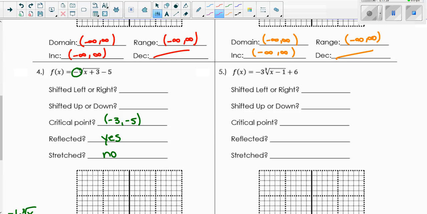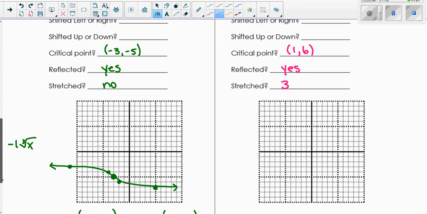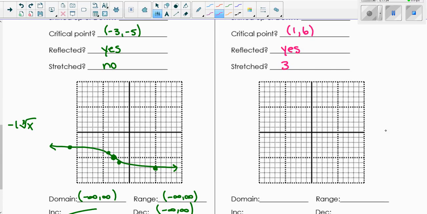Your critical point should be at 1, 6. Has it been reflected? Yes, because your a value is negative. Has it been stretched? Yes, by a factor of 3, since you have a 3. When you graph, you're going to want to be thinking of negative 3 times the cube root of x. So we're going to move right or left, take the cube root of it, multiply by negative 3.